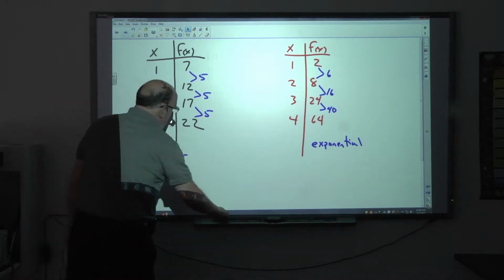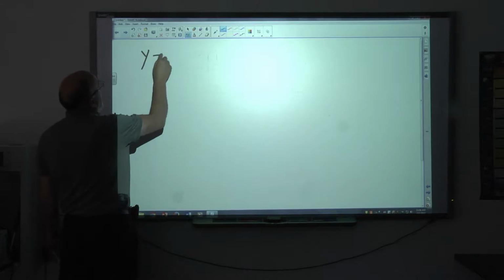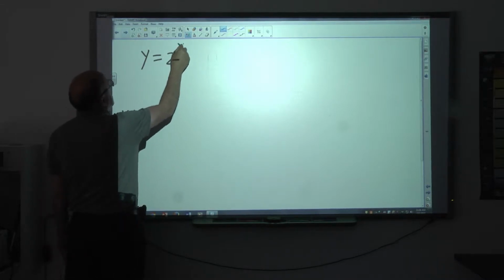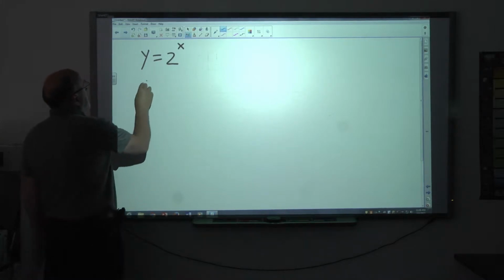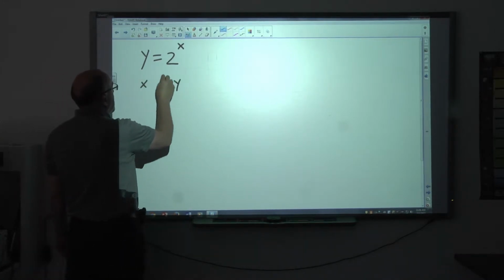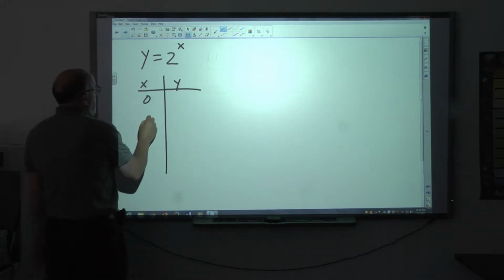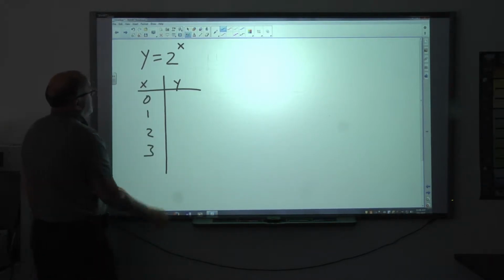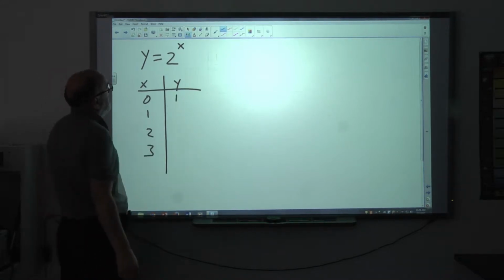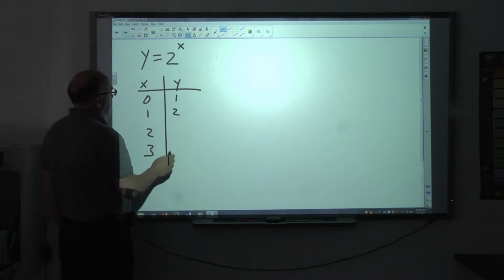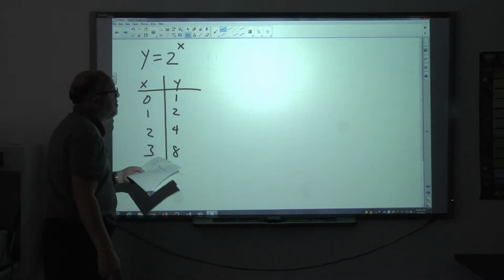In terms of our exponential equation, we're going to look at a basic one, y equals 2 to the x. For example, we'll pick some numbers for x: 0, 1, 2, and 3. If x is 0, 2 to the 0 is 1, 2 to the first is 2, 2 squared is 4, and 2 to the third power is 8.